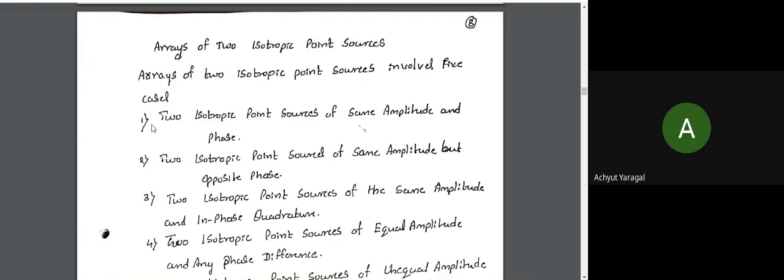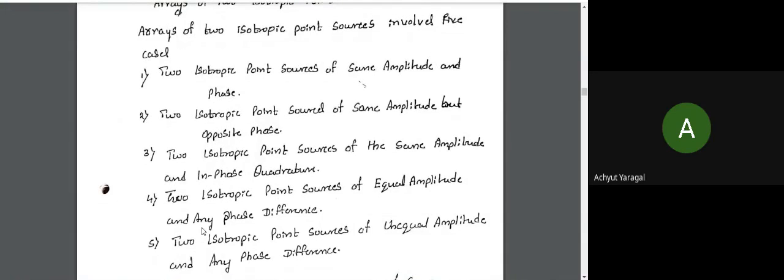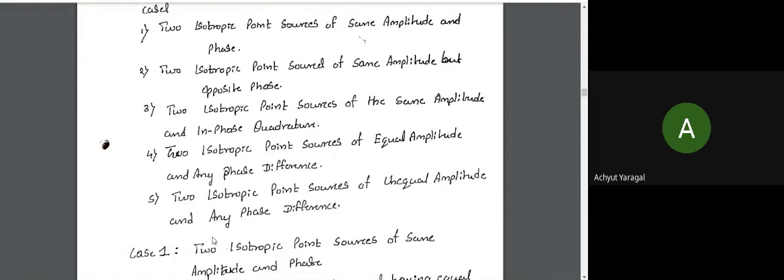The first case is two isotropic point sources having the same amplitude and the same phase. The second case is two isotropic point sources of same amplitude but opposite in phase. The third case is two isotropic point sources of same amplitude and in phase quadrature. The fourth case is two isotropic point sources of equal amplitude and any phase difference. The fifth case is two isotropic point sources of unequal amplitude and any phase difference. So there are five cases which we are going to discuss.